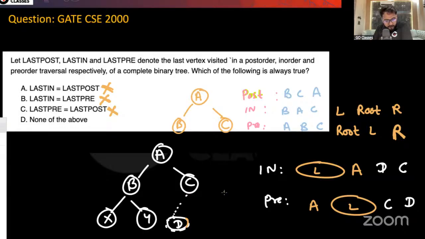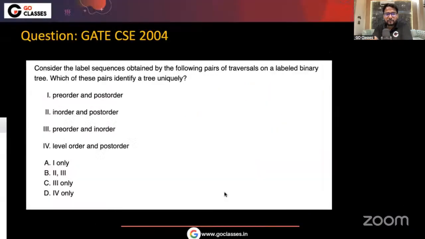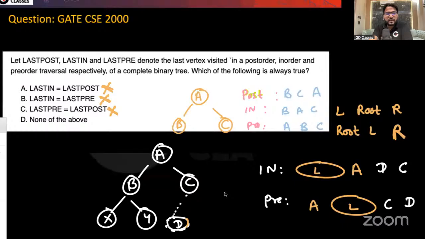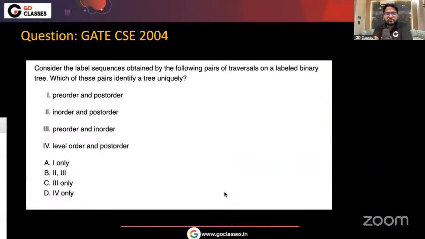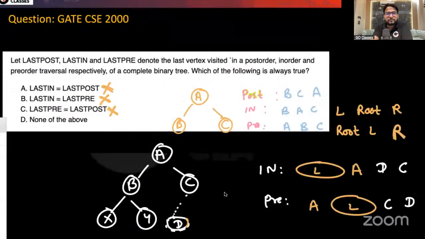You have to take the example and see if it is working or not. Understood? So basically here, D is the correct answer. For this particular question, D is the correct answer.